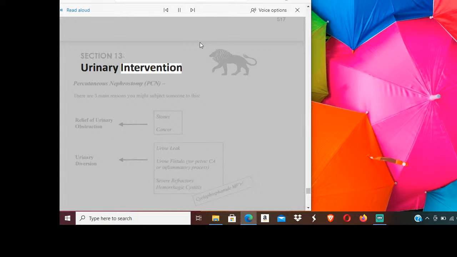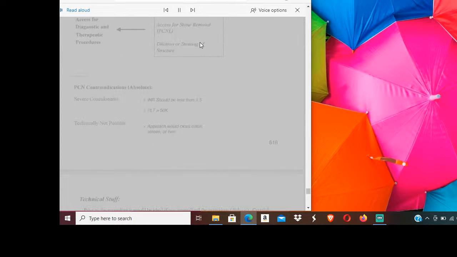Section 13, urinary intervention. Percutaneous nephrostomy, PCN. There are 3 main reasons you might subject someone to this. Relief of urinary obstruction. Urinary diversion. Access for diagnostic and therapeutic procedures.